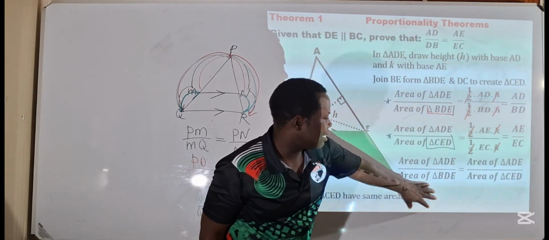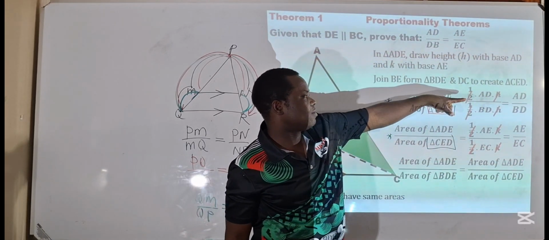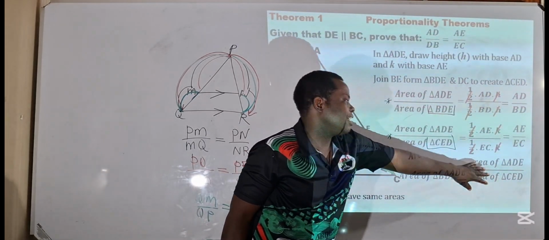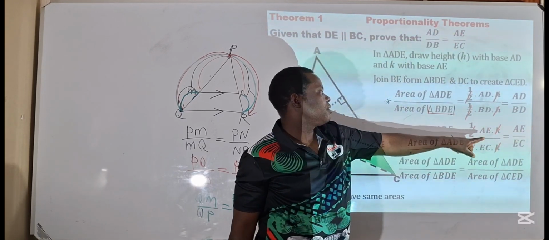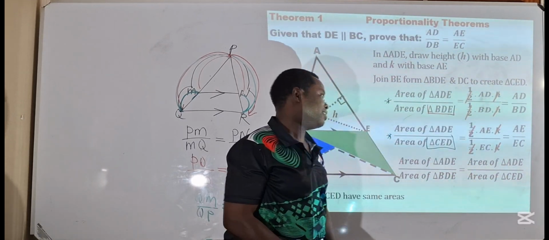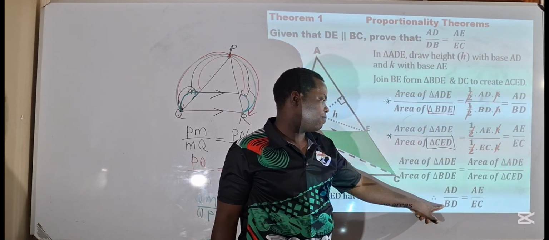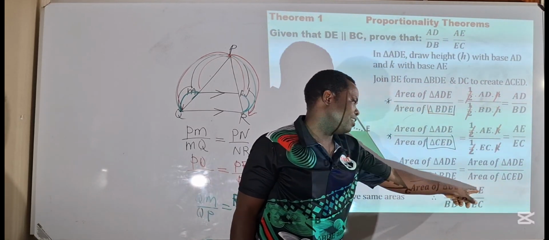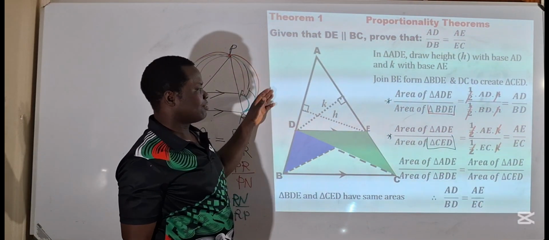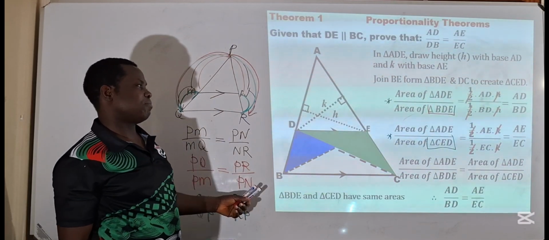And this one in simplified form is equal to AD over BD. And this one in simplified form is equal to AE over EC. Therefore, we can make a conclusion that AD over BD is equal to AE over EC. And that completes the proof for the proportionality theorem.